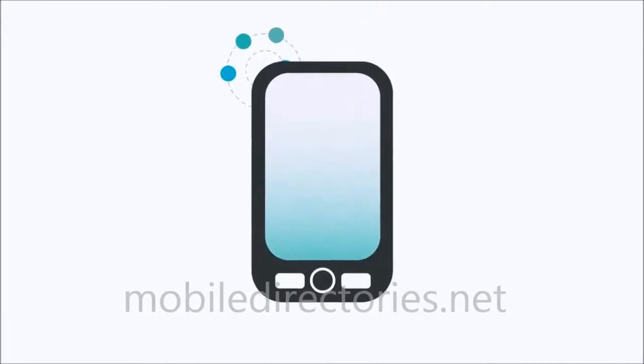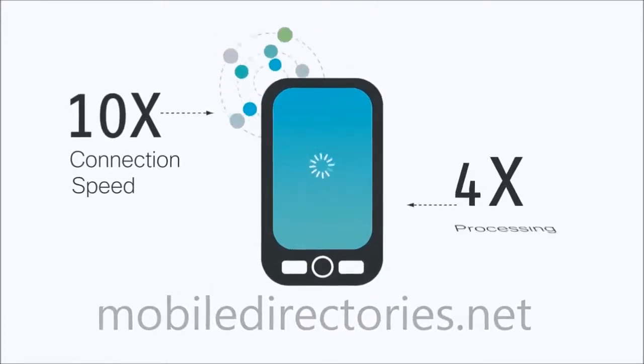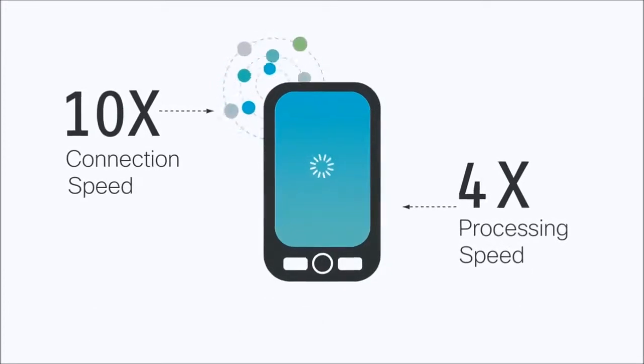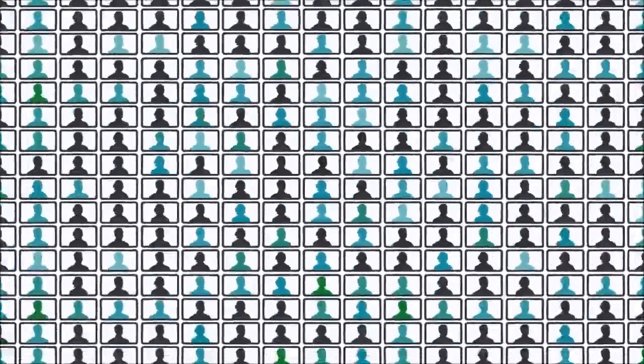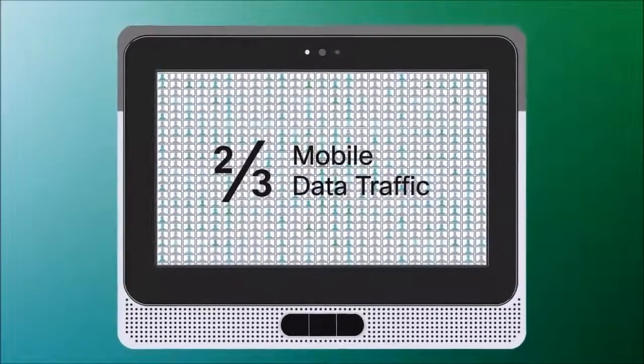And the speed of the average mobile network connection will be 10 times faster. Smartphone speeds will quadruple by 2015. Increased speeds will make it even easier to view mobile video. By 2015, mobile video will make up over two-thirds of all mobile data traffic, making it the largest traffic driver.